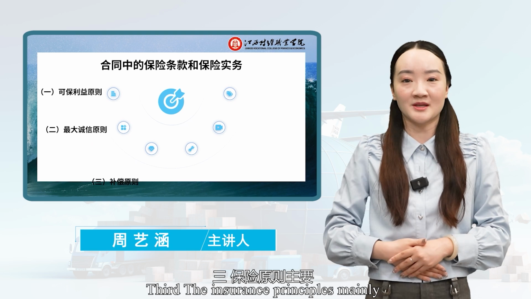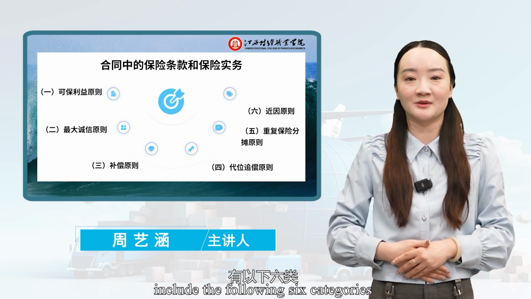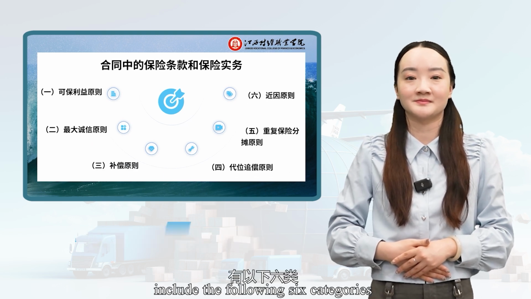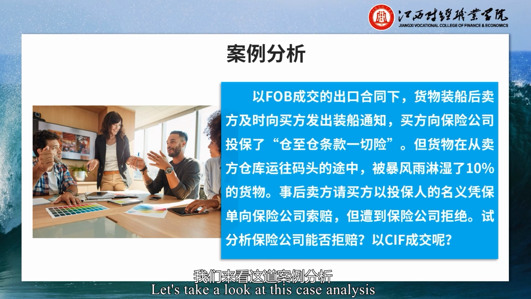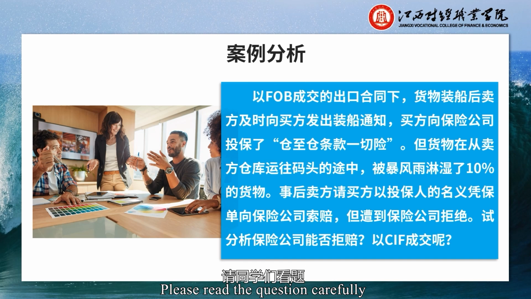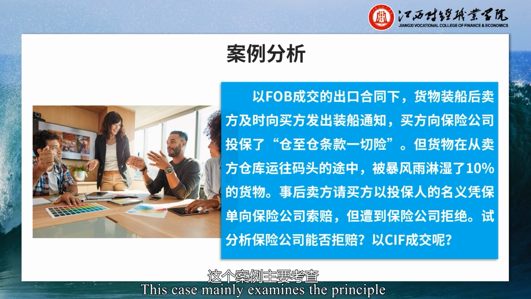Third, the insurance principles mainly include the following 6 categories. Let's take a look at this case analysis. Please read the question carefully and think about it. Insurance companies can refuse to pay. This case mainly examines the principle of insurable interest in insurance.